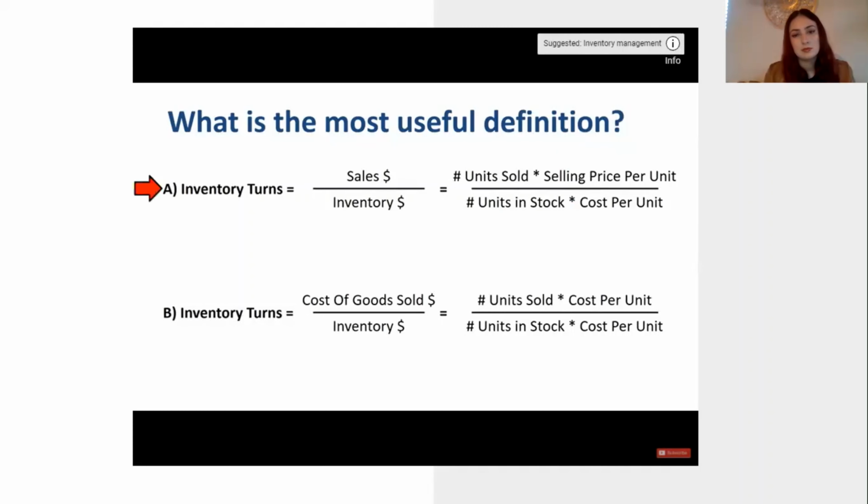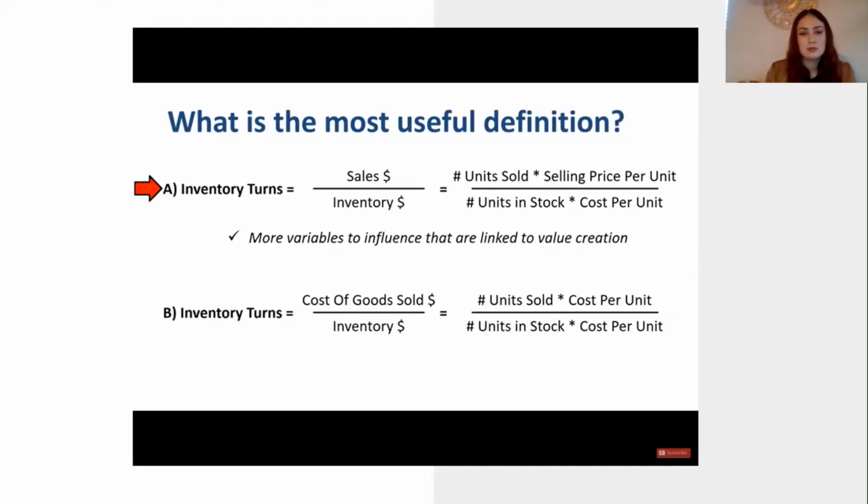In my opinion, option A, inventory turns as the ratio between sales and inventory, is the most useful definition. As a finance director in a company, you can help create value for this company by providing visibility of the drivers of this key ratio of inventory turns. The management team can then ask the right questions to drive results. How do we sell more units? How do we increase the price per unit sold? How do we optimize our supply chain so we have fewer units in stock? How do we work on productivity to lower the cost per unit?